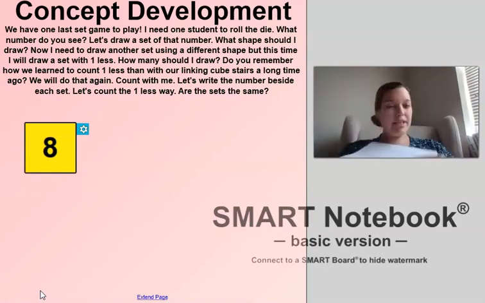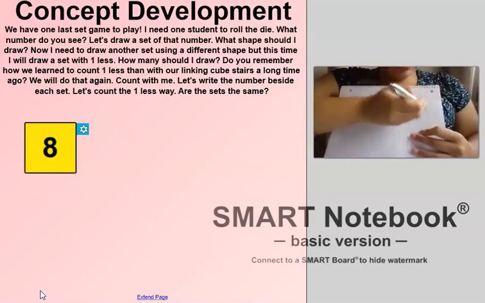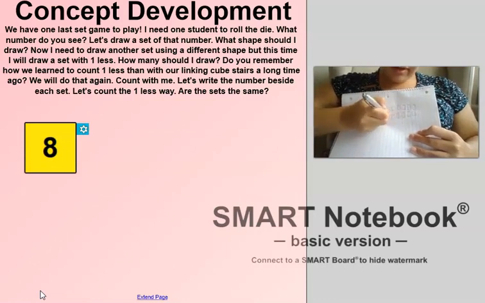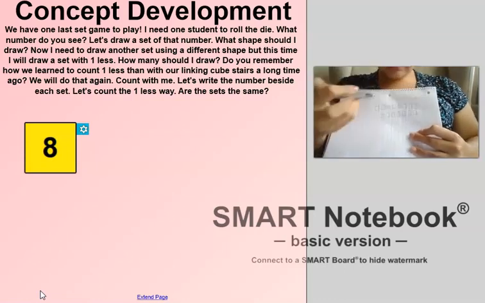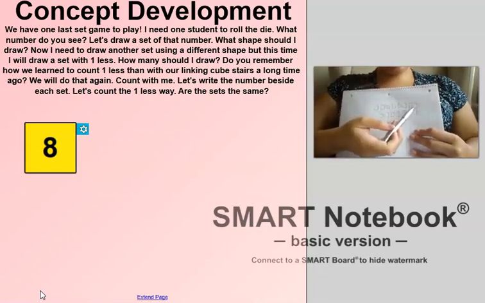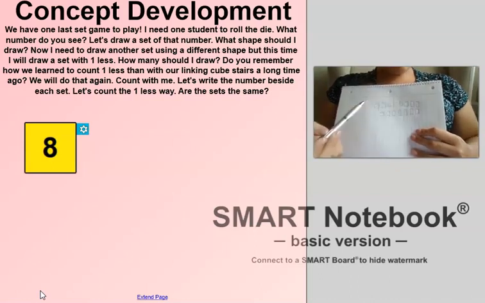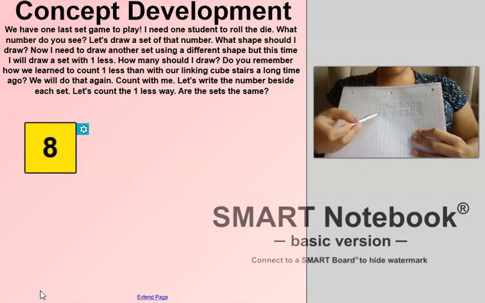So in your bottom set, how many squares are you going to draw? 7. 1, 2, 3, 4, 5, 6, 7. So from our picture, we can say 7 is 1 less than 8. But we can also say something else. Our bottom set, does it have more or fewer squares? Fewer squares. Our bottom set has fewer squares than our top set.